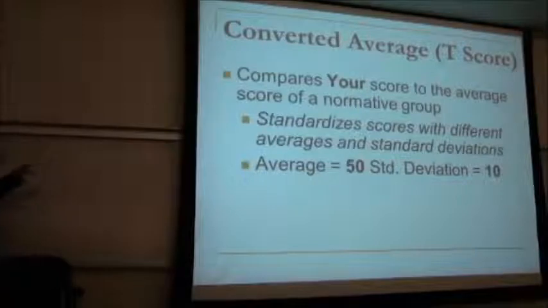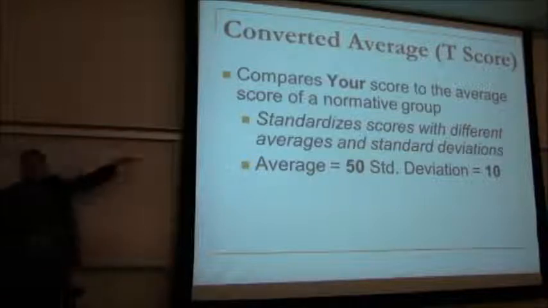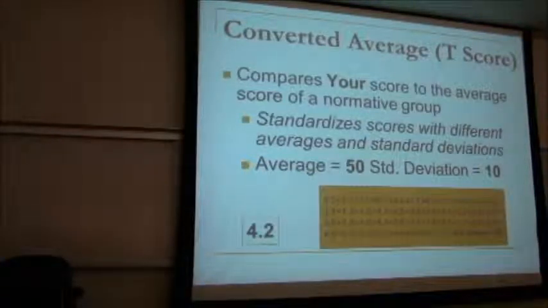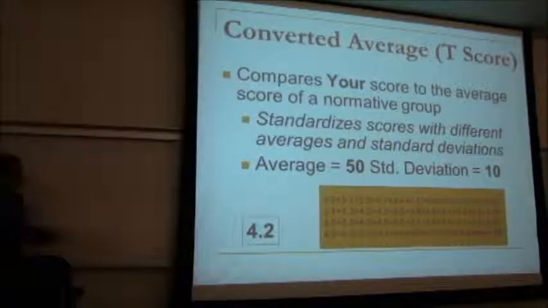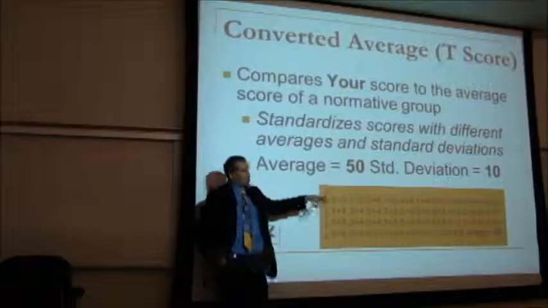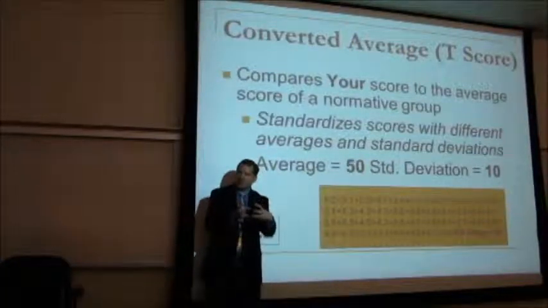And for this t-score, they've standardized the score with different averages and standard deviations so that the average is set at 50 and the standard deviation is 10. Right? So I did this example when I was presenting to the department heads. Your score is 4.2. Let's say the t-score is always in comparison to some database of scores.